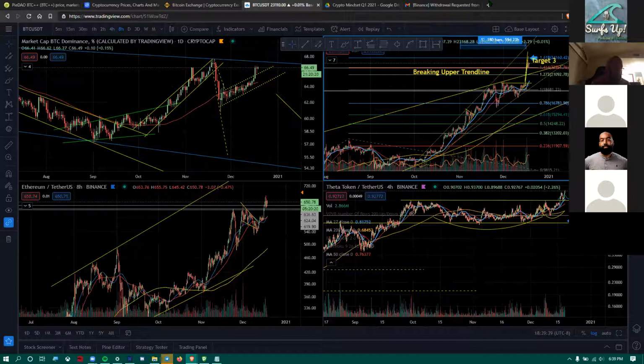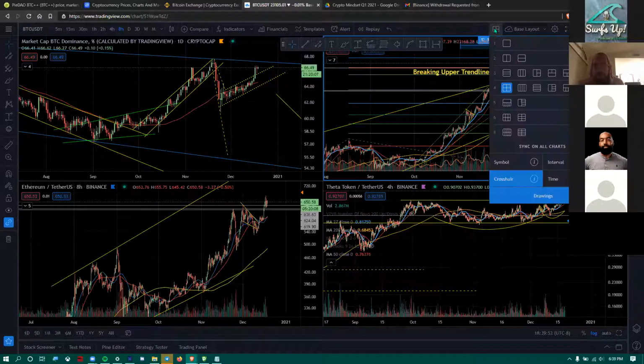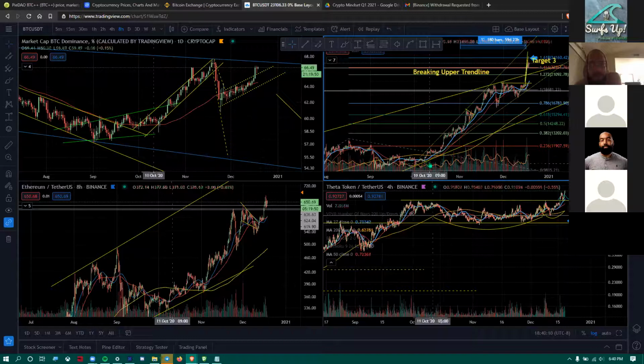Oh, another thing for you guys, if you go right here to select layout, beside base layout, you go to select layout. You can pick this. So this is one chart. This is two charts side by side. This is two charts top and bottom. I do 4 charts. So I have 4 different charts.